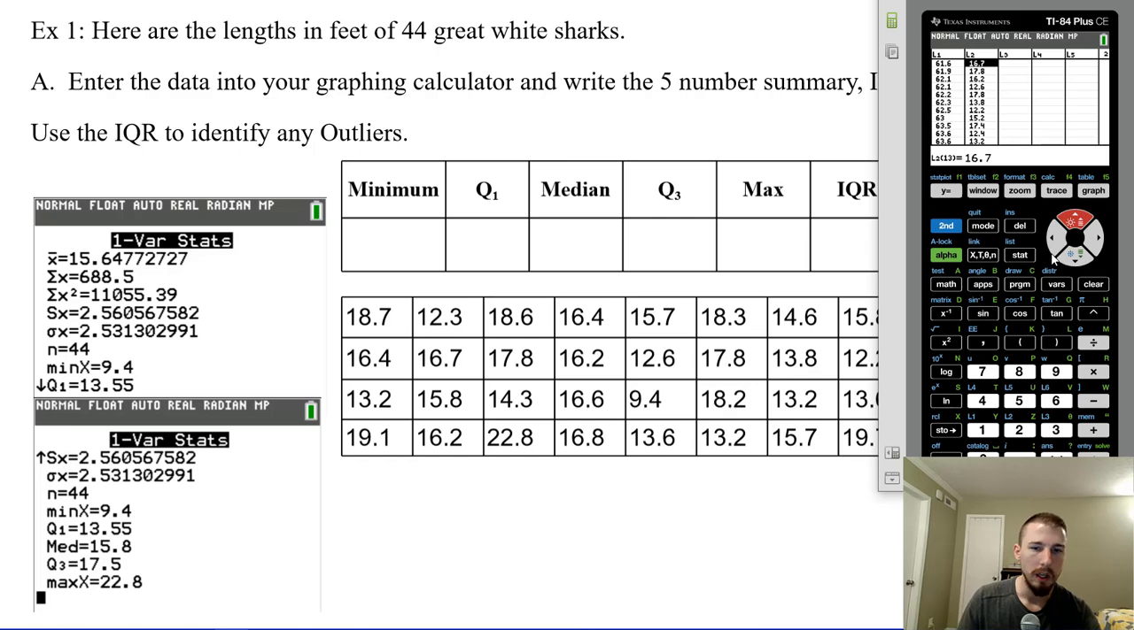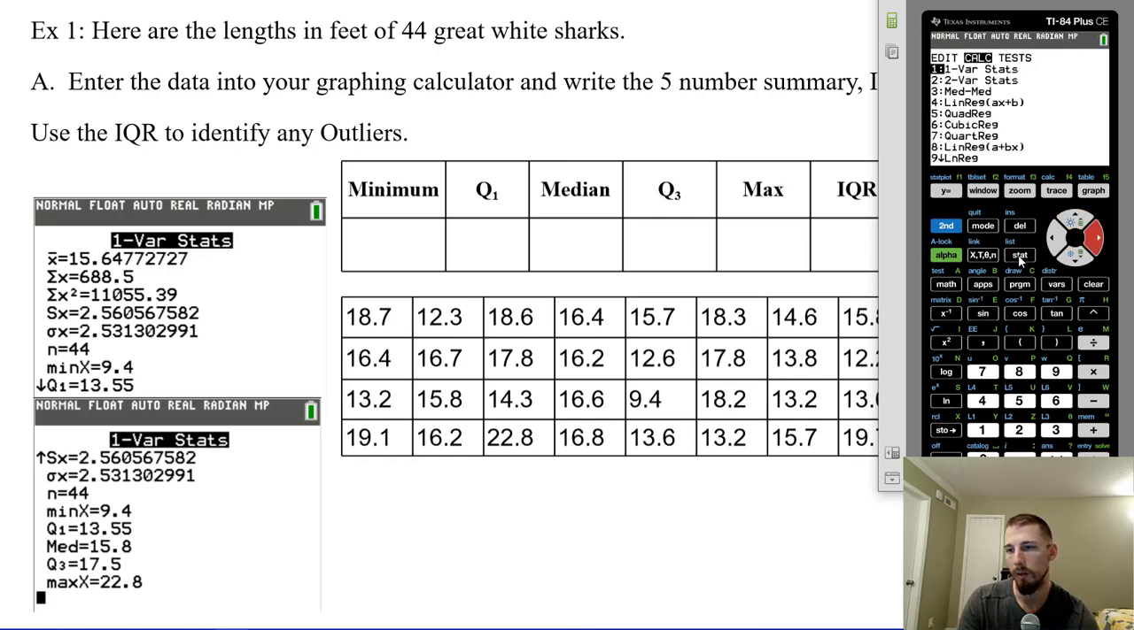So good to go. We want to find the one variable stats, so I'm going to click stat, arrow over to calculate one variable statistics. It is list 2 because that's where I put it, and then hit calculate. The x bar is our mean, so that's the average shark length, which would be 15.64 feet. That's a big shark.